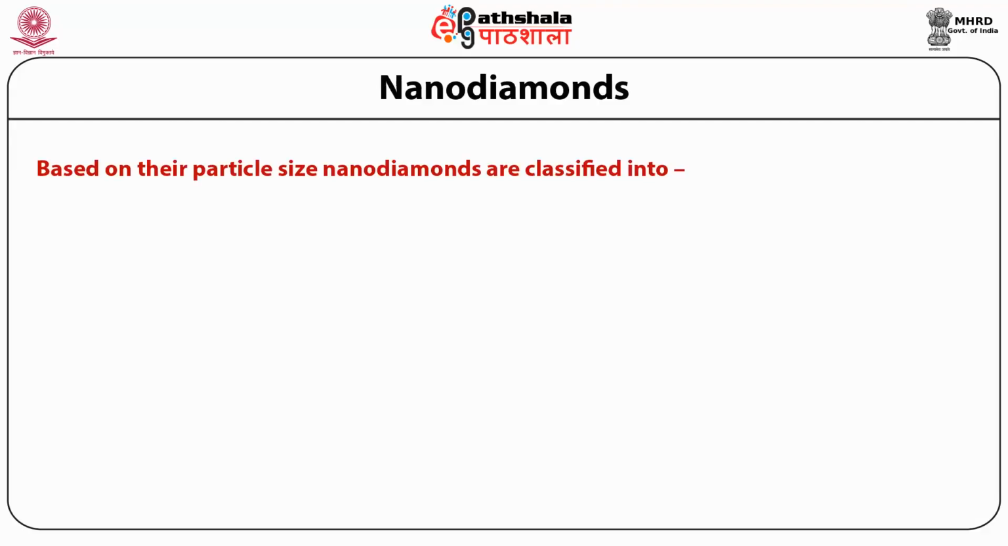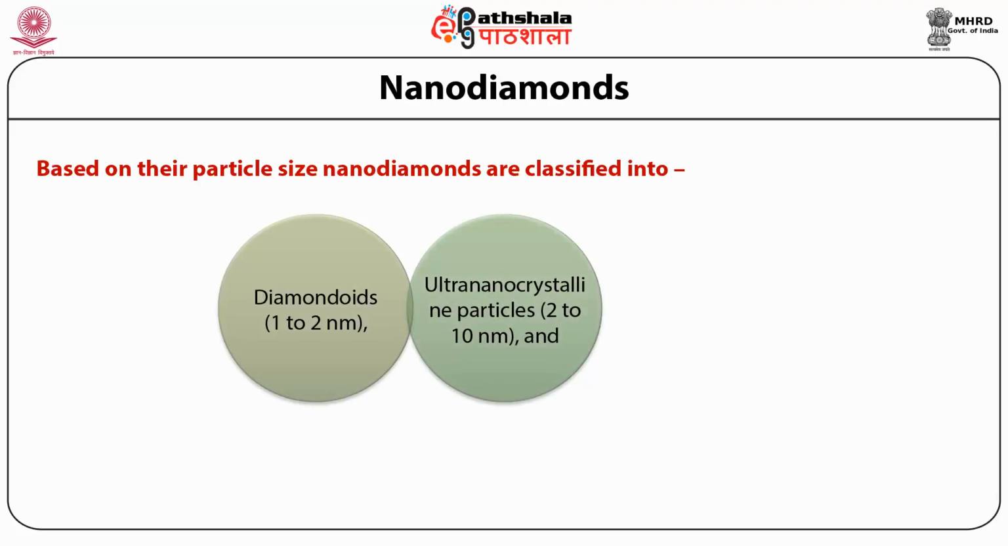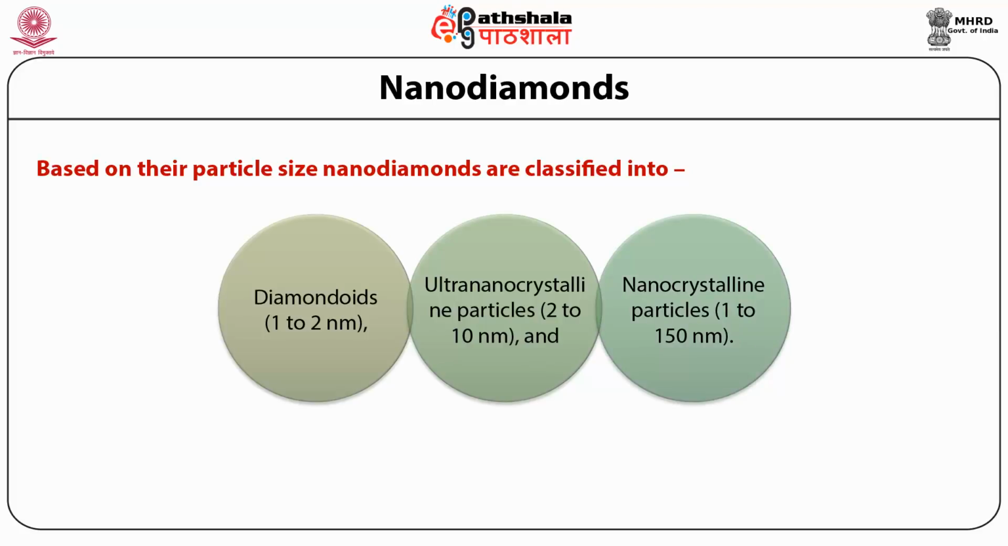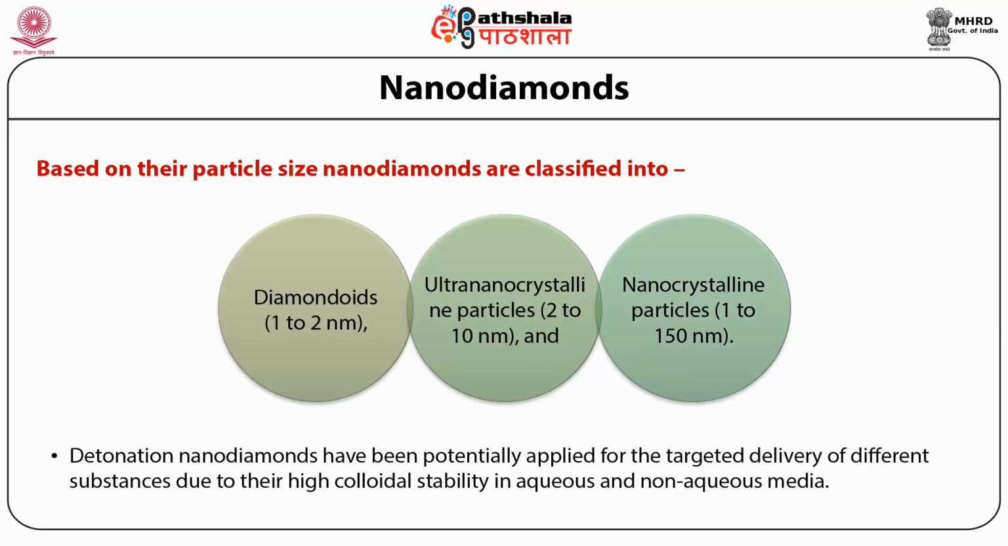Based on their particle size, nanodiamonds can be classified into diamonds where the particle size is in the range of 1 to 2 nanometer, ultra nanocrystalline particles where the particle size ranges from 2 to 10 nanometer, and nanocrystalline particles where the size is between 1 to 150 nanometer. Detonation nanodiamonds have been potentially applied for the targeted delivery of different substances due to their high colloidal stability in aqueous and non-aqueous media.